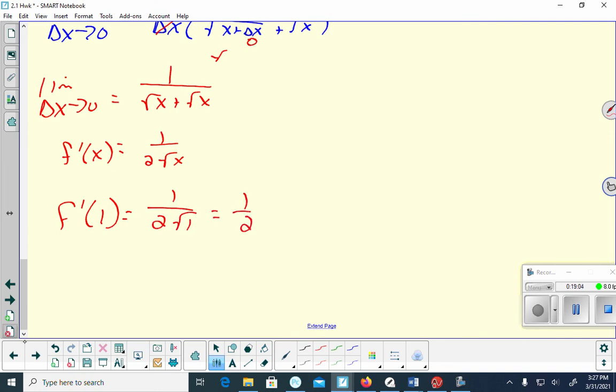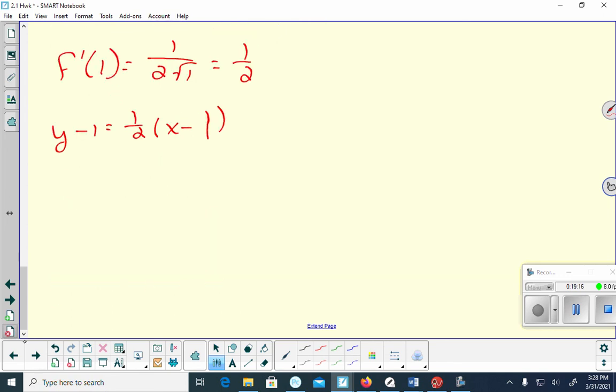That's the first part. That's the derivative. Now it wants to find the equation of the line. So again, point slope, y minus 1 is equal to 1/2 times x minus 1. So this is y minus 1 is equal to 1/2 x minus 1/2. Add 1 to both sides, and I have 1/2 x plus 1/2.